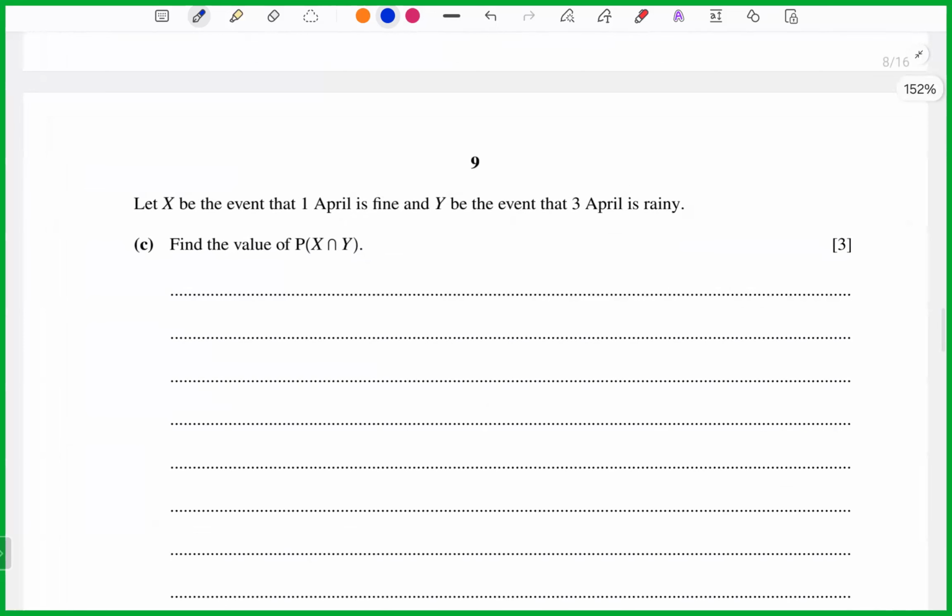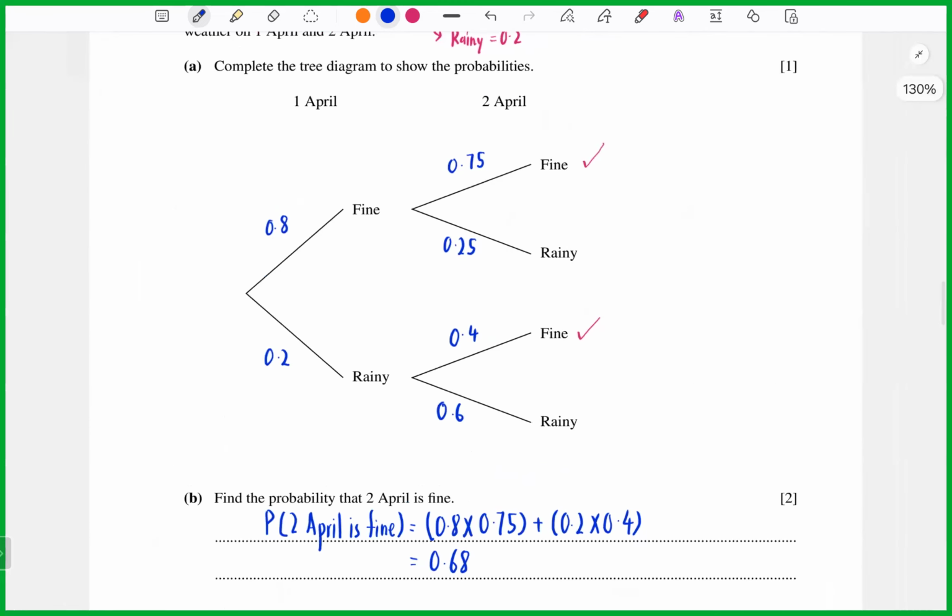Let X be the event that 1 April is fine and Y the event that 3 April is rainy. Find the value of P(X and Y). So 3 April is a rainy day. I will use this diagram again.